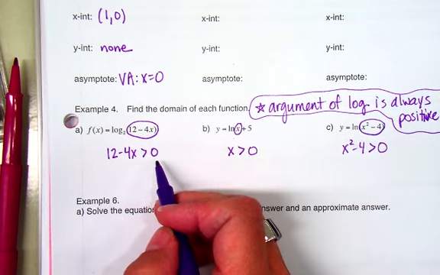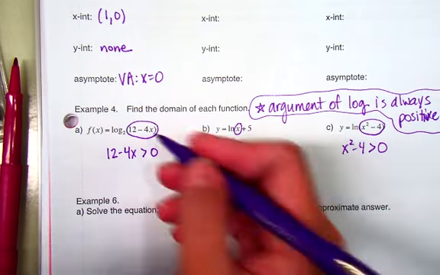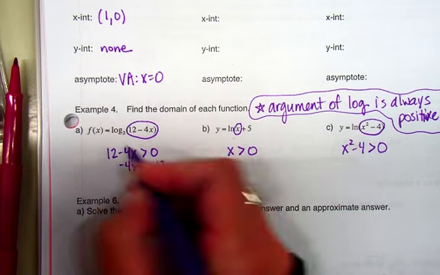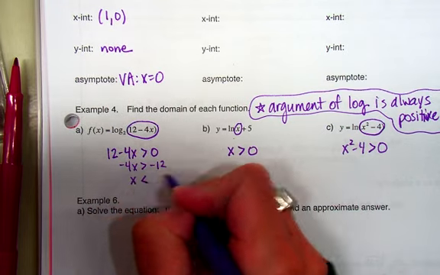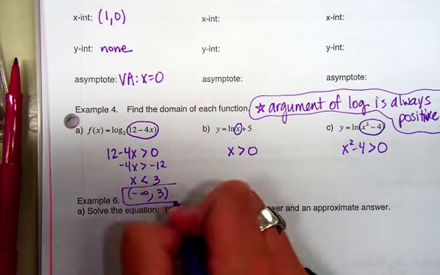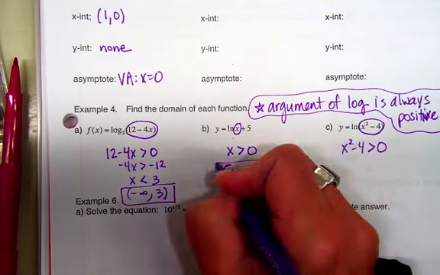When I go to solve this, I just solve it like I would solve a regular inequality, right? So I would subtract my 12, divide by negative 4, which flips my sign. And so my answer would be negative infinity to 3, always writing in interval notation. This would obviously just be from 0 to infinity.